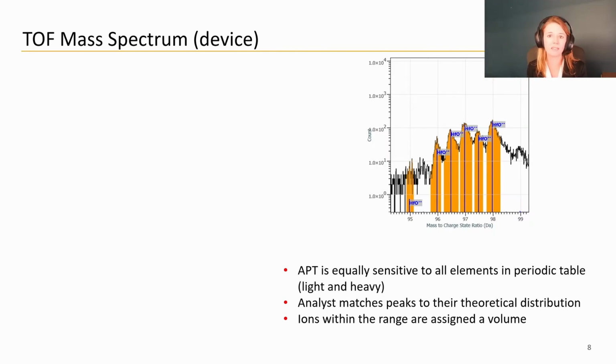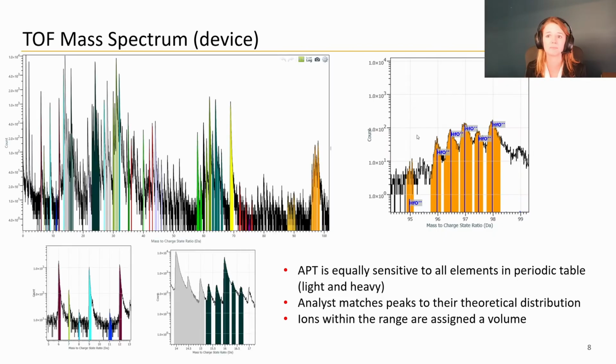Now, one great thing about Atom Probe is that it's equally sensitive to all elements in the periodic table, meaning we can detect light elements like boron just as easily as we can detect heavy elements like platinum. And this is kind of rare in the material analysis techniques when you think about it, because a lot of techniques that rely on X-rays have difficulties detecting light elements.